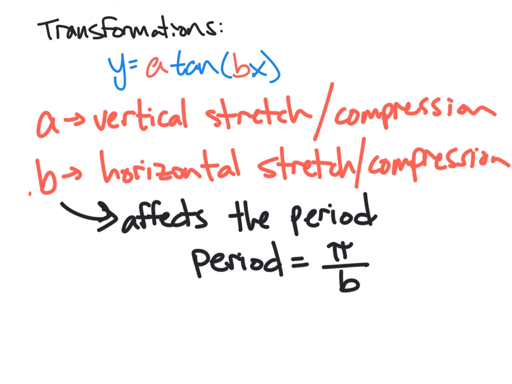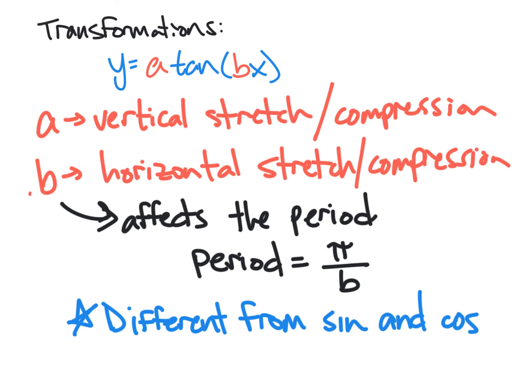And we find the period of these functions by pi over b. And you need to notice again that this is different from sine and cosine, which would be 2 pi over b.